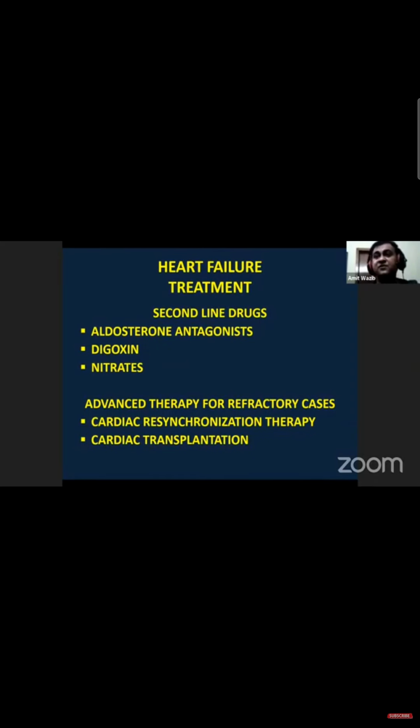So these are the drugs which are used when heart failure is not controlled, is not improved with the use of the first-line drugs. These are aldosterone antagonists, digoxin, and nitrates. Finally, there are 2 special treatments that can be used in very advanced refractory cases. One is cardiac resynchronization therapy, another one is cardiac transplantation, but they are not readily available.